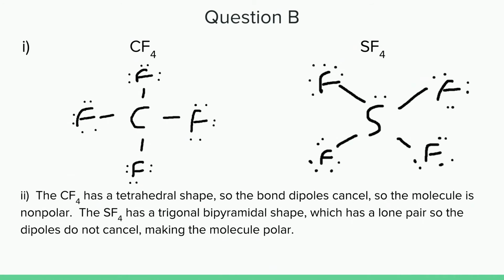And question 2 says to account for the fact that the CF4 molecule is nonpolar, whereas the SF4 molecule is polar in terms of molecular geometry. The CF4 has a tetrahedral shape because it has 4 bonds and 0 lone pairs. So the bond dipoles cancel, so the molecule is nonpolar. However, the SF4 has a trigonal bipyramidal electron geometry because it has 4 things bonded to the S and 1 lone pair. Therefore, the dipoles do not cancel, making the molecule polar.